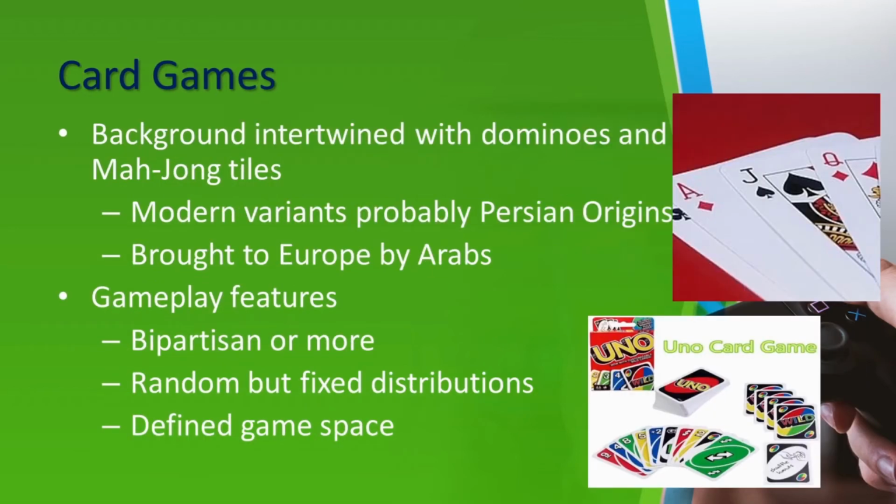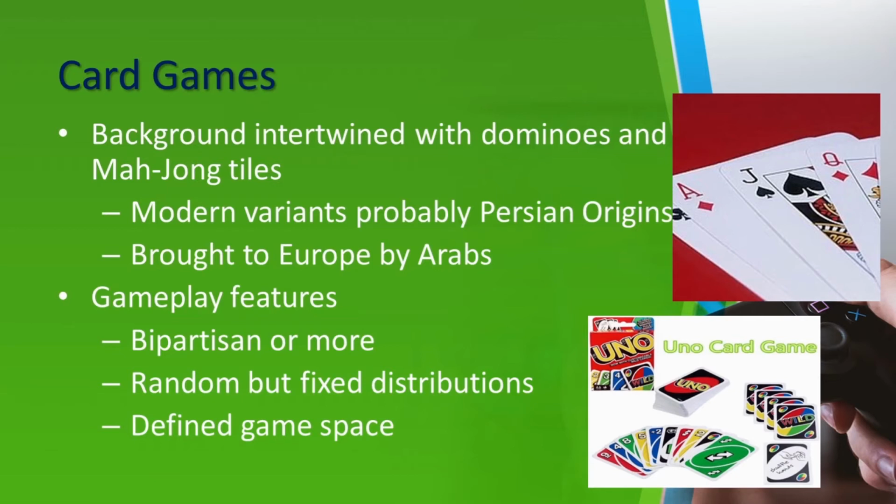Next, we have card games. So background intertwined with dominoes and mahjong tiles. So modern variants probably are Persian origins, so brought to Europe by Arabs. So for the gameplay features, that will be bipartisan. What is the meaning of bipartisan? Meaning the game is composed of at least 2 players. Okay? Random but fixed distribution.